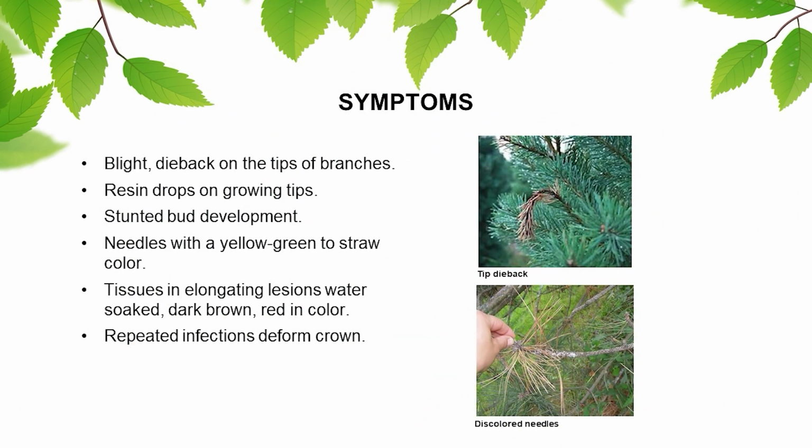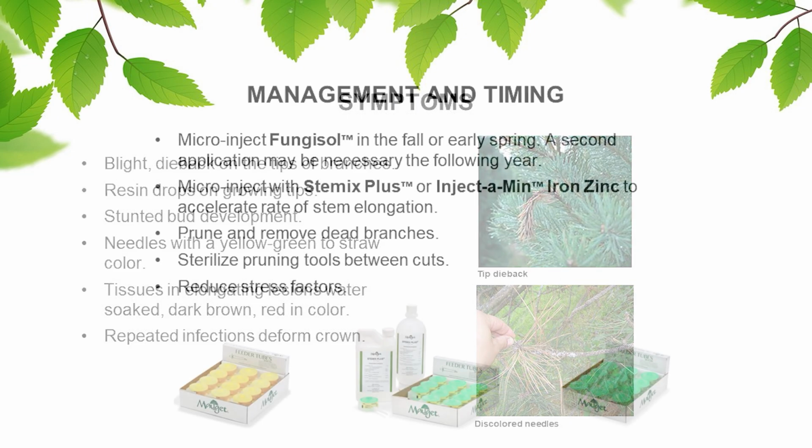Symptoms. Symptoms of Diplodia tip blight can include blight and dieback of the tips of branches, exudation of resin drops on affected growing tips, stunted bud development during needle elongation. Needles develop a yellow-green to straw color. Tissues in elongated lesions are water-soaked, dark brown to red in color. Repeated infections deform the growth and development of the crown of the tree.